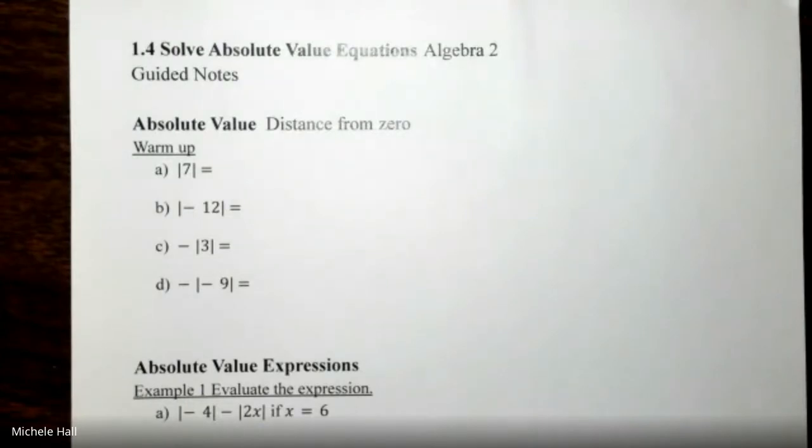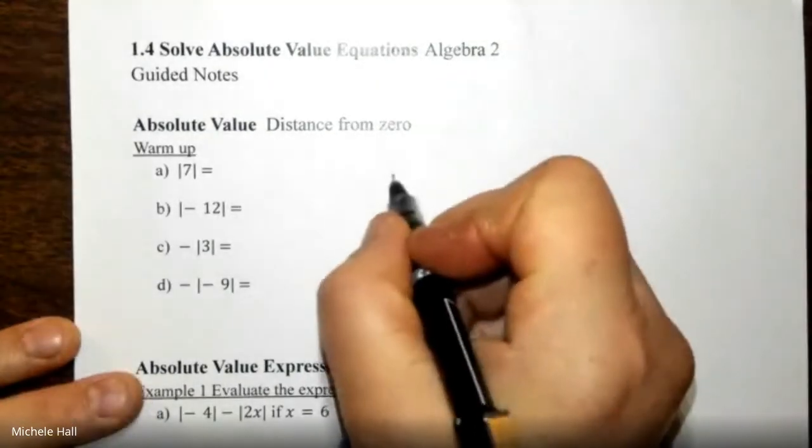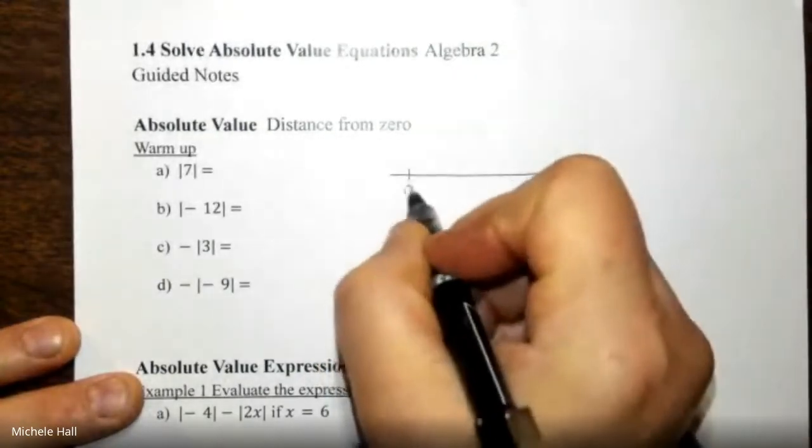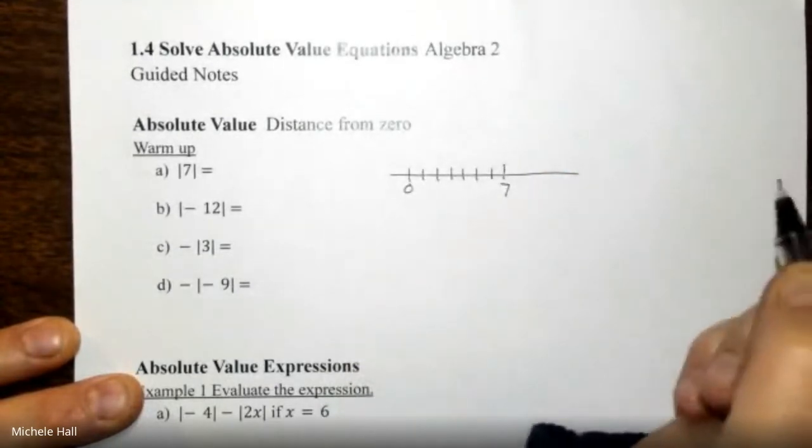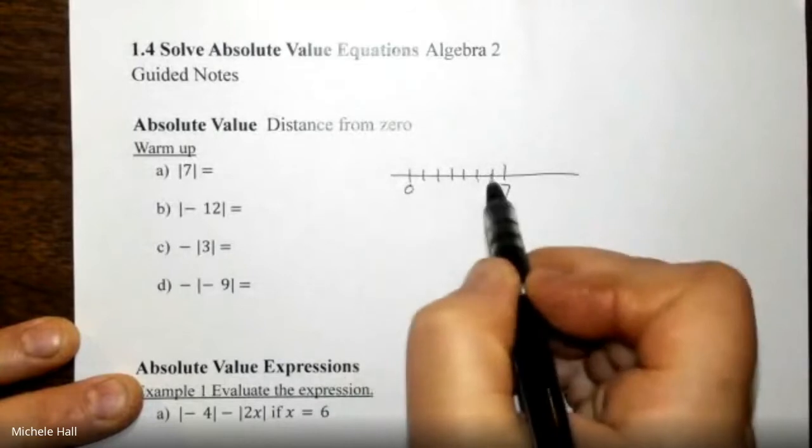1.4, solve absolute value equations. We've been working with some simple absolute value equations, and we're going to finish up this lesson today. Absolute value is about the distance from 0. How far is 7 from 0? It is 7 units away.